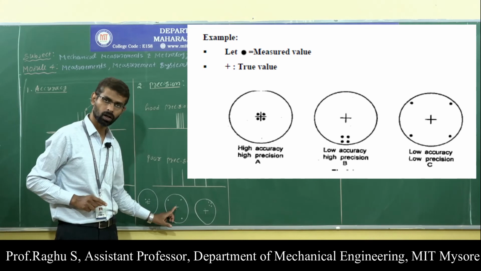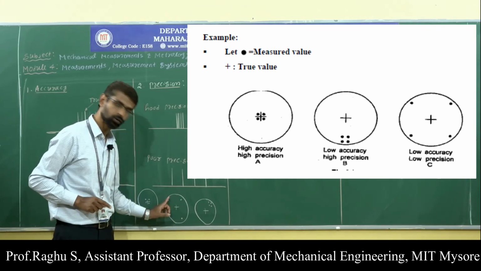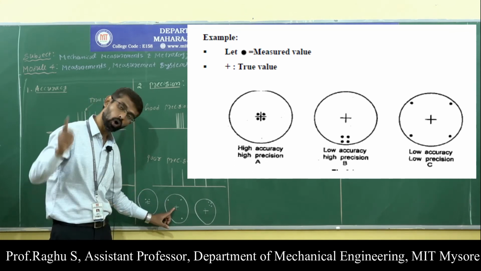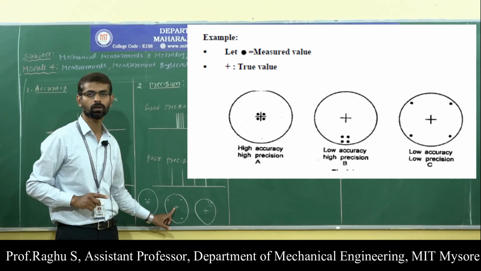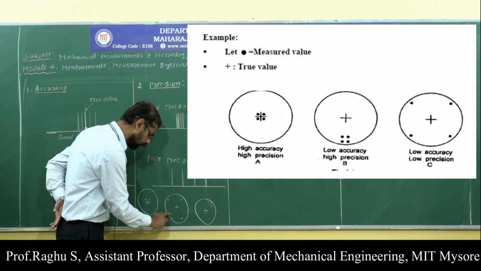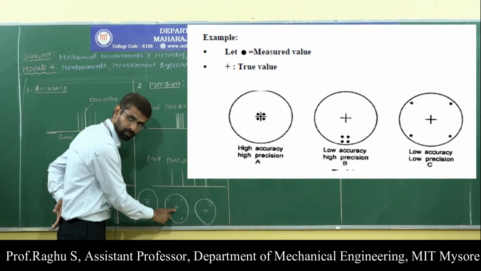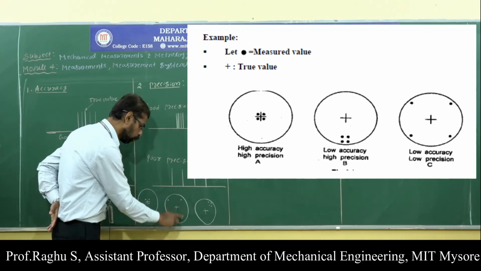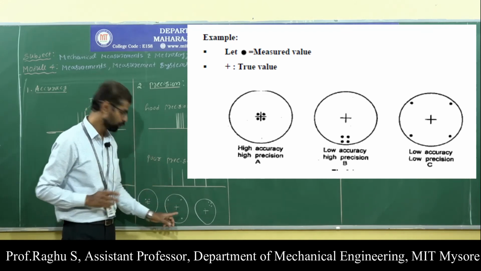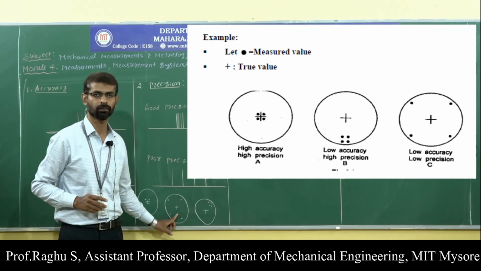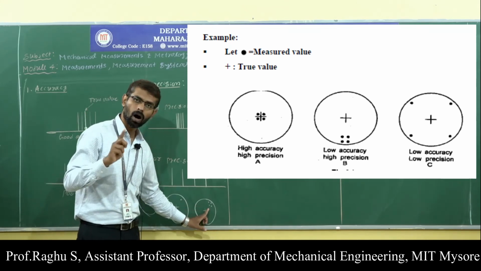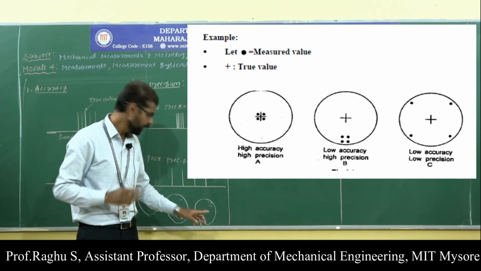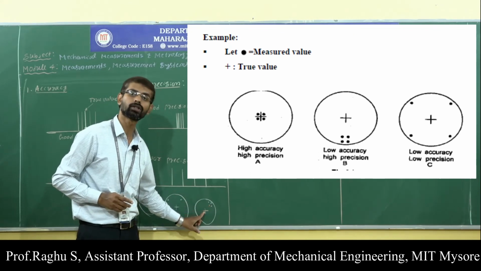In the second one, all four measured values are not closer to each other, and at the same time they are not closer to the true value. The four dots are not closer to the plus mark. Therefore it is poor accuracy and poor precision. In the next one, all four dots are closer to each other. Therefore it is good precision, but the four dots are not closer to the true value.